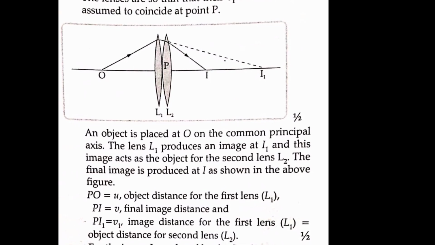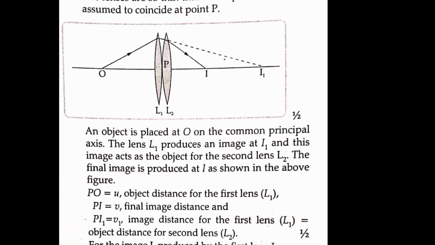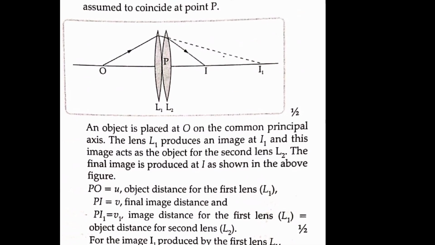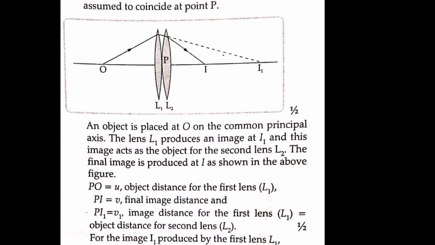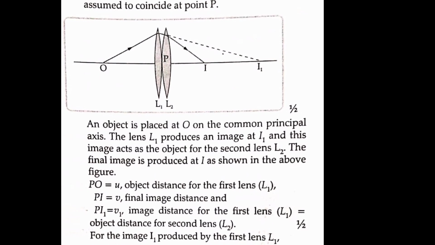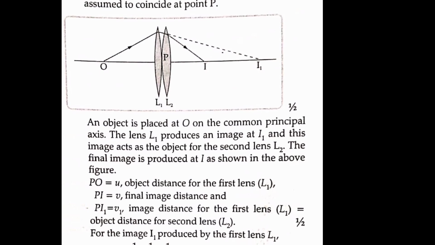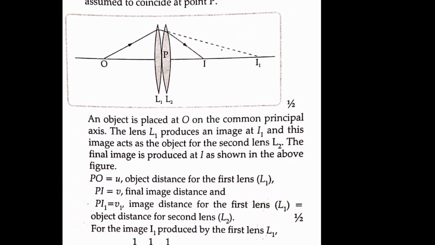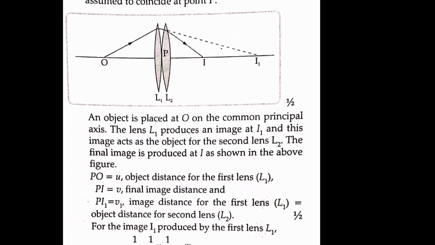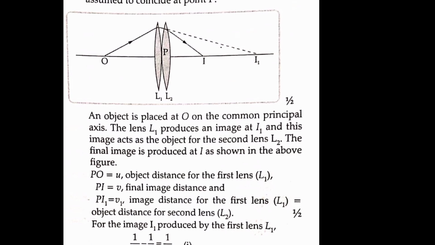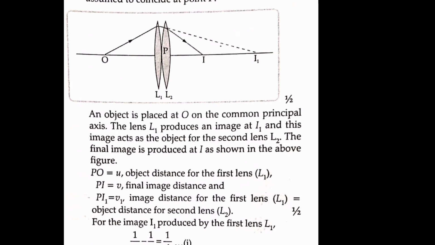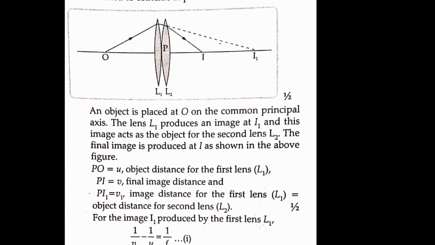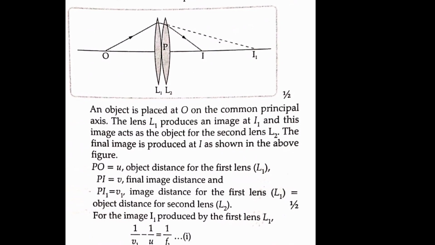This image, that means I1, will act as the object for the second lens. So we can say that this V1 is the object distance for the second lens also. Clear? If we place only one lens, we can use the lens equation for finding the focal length, right? But here we have two lenses, so separately we have to find the equations for L1 and L2, and then we can add them together to get the focal length of the combination.